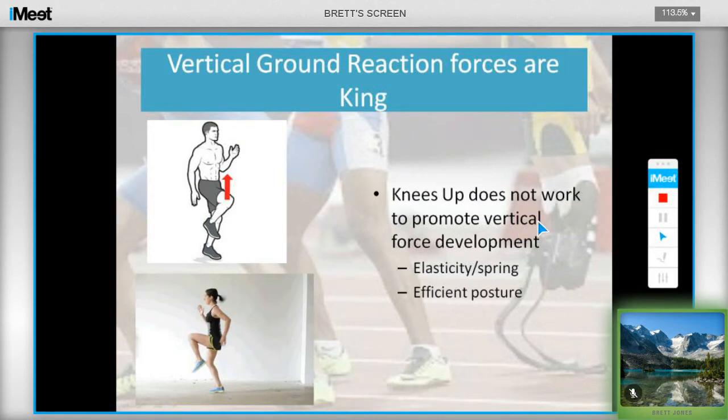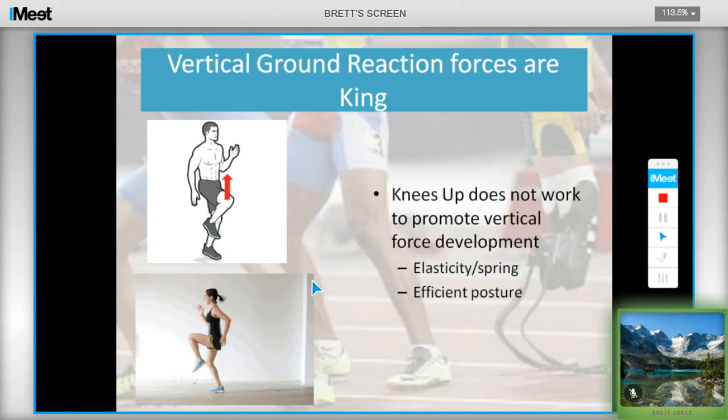Knees up, and the cueing of knees up doesn't work. It creates this sort of sitting posture here. We've got a nice high knee, but it really does cause us to collapse and to lower our hip height, and then we lose some of our flight height and therefore stride length.